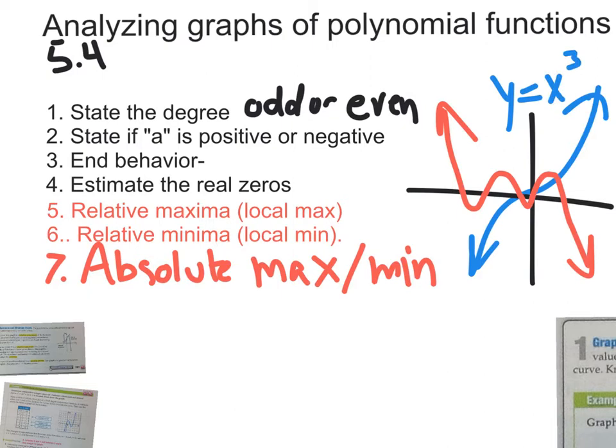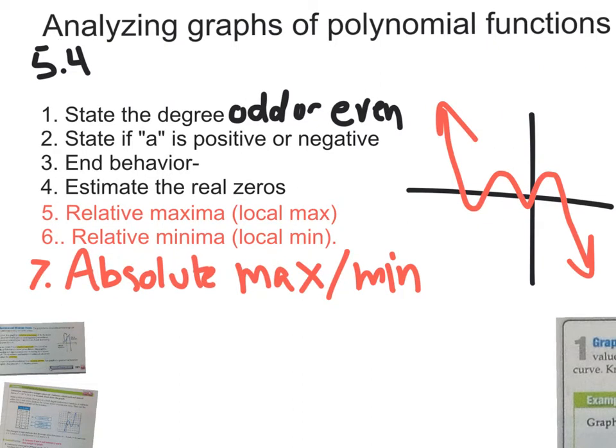Now, if you threw a negative right in front of it, it would cause this to flip that way. So just remember the original, y equals x cubed, starts down here and goes up that way. So any odd function that starts down here and goes up this way has a positive A value, but this one has the opposite end behavior. So that's why this A value is negative.